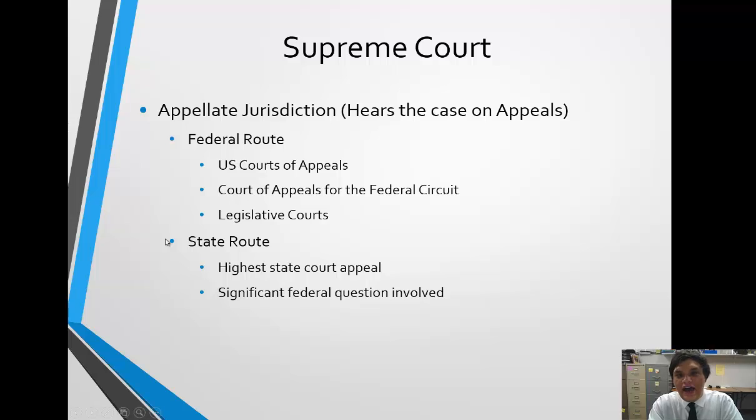The Supreme Court can also have appellate jurisdiction through the state route. Let's say that the highest state court of appeal couldn't decide the case, or that the defendant and plaintiff had a concern, or if there is also a significant federal question involved.